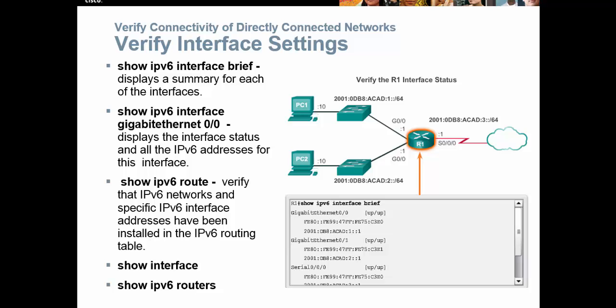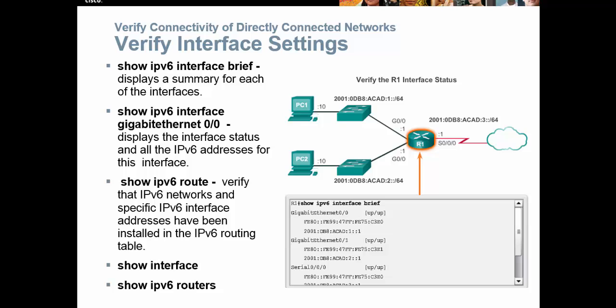You can do show ipv6 route to verify that the IPv6 networks and specific IPv6 interface addresses have been installed in the IPv6 routing table, because the IPv6 routing table is different than the basic routing table, which is an IPv4 routing table. You can do show interface and you can do show ipv6 routers.